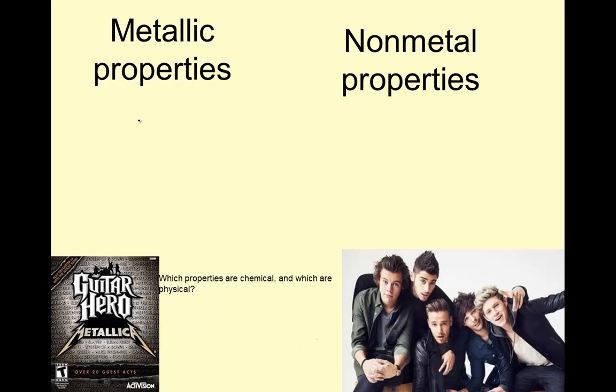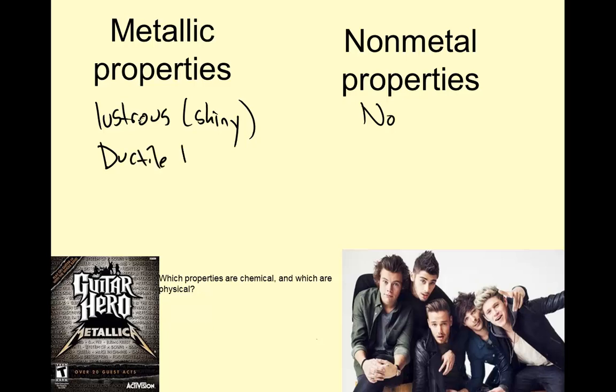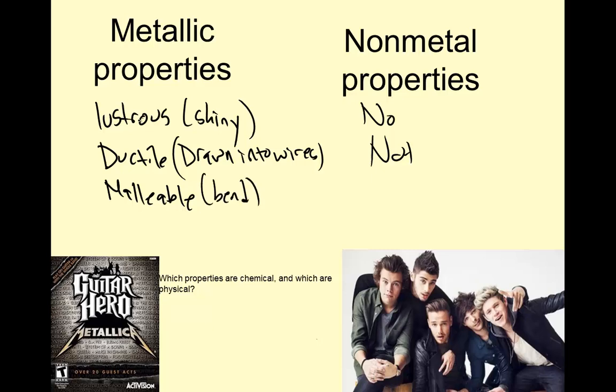You need to know the properties of metals and nonmetals. Metals are lustrous. That means shiny. And I'm just going to say nonmetals are not. Metals are ductile, which means they can be turned into wires, what's called drawn into wires. Nonmetals are not. Metals are malleable. That means if you hit them with a hammer, they will bend. And nonmetals are brittle.